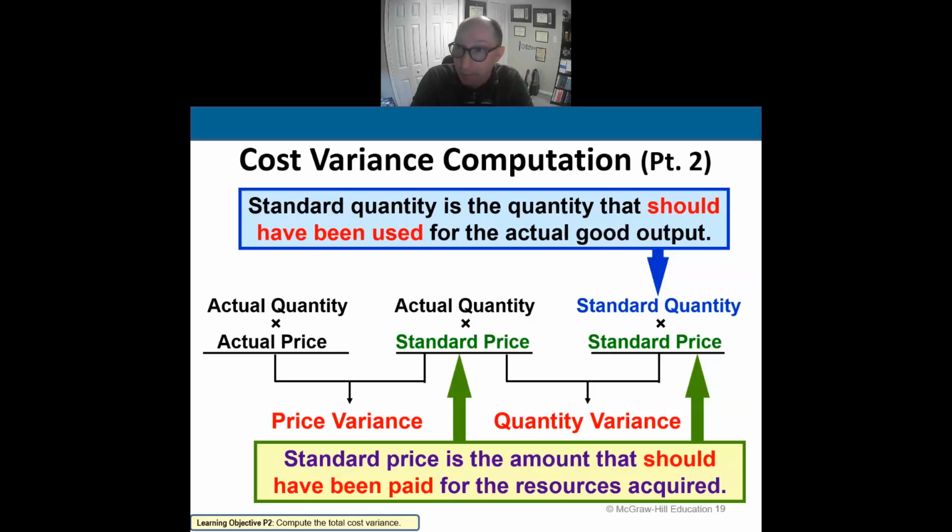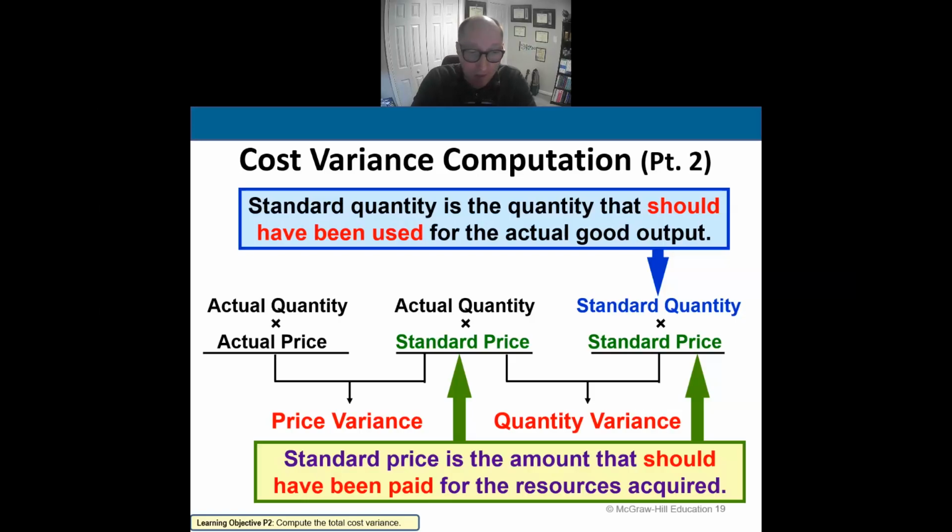Actual is what actually happened, right? That price might be higher or lower. The quantity might be higher or lower. So the first thing we want to do is find the price variance and the quantity variance. We find the price variance by taking actual quantity times actual price, and then we take the actual quantity times the standard price. That gives me my price variance. Then I find my quantity variance. Actual quantity times standard price, find that first. Then I find my standard quantity times my standard price. The differences give me the price variance and the quantity variance.